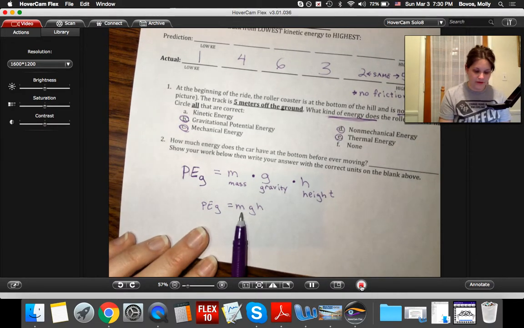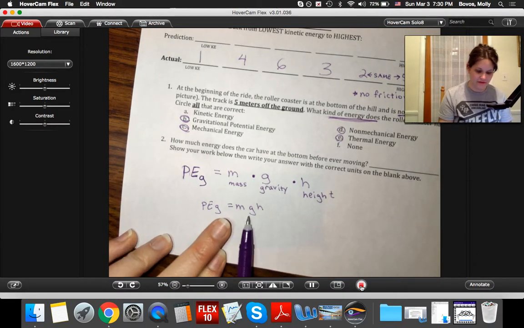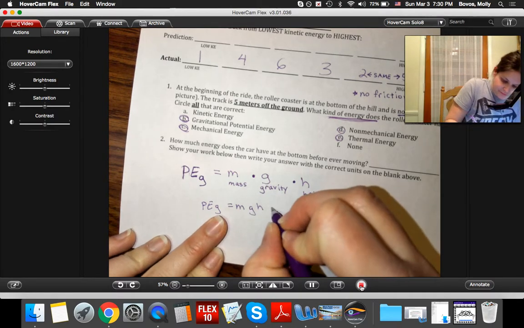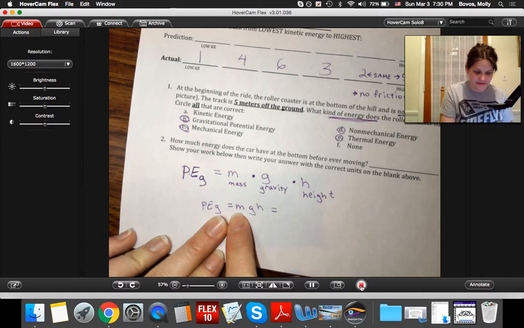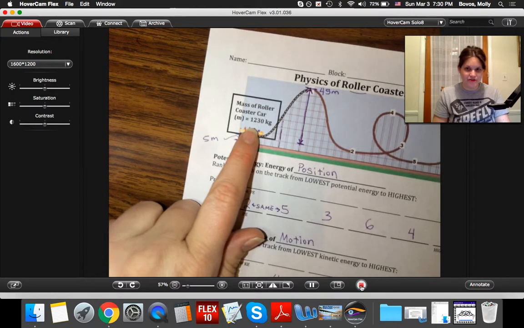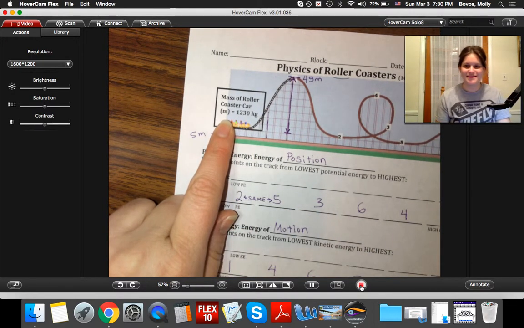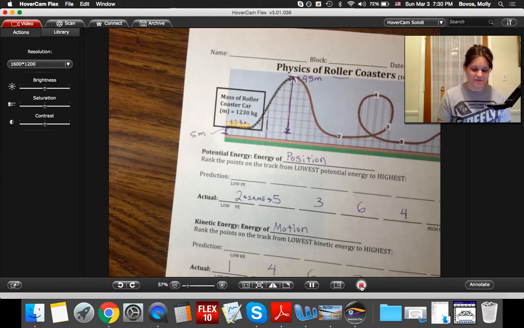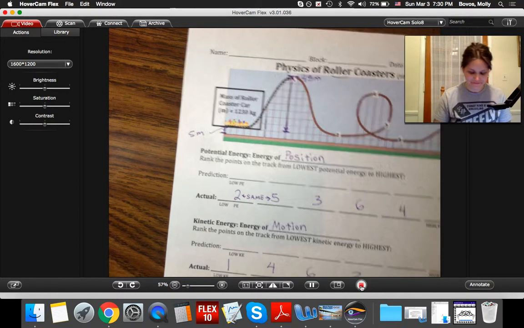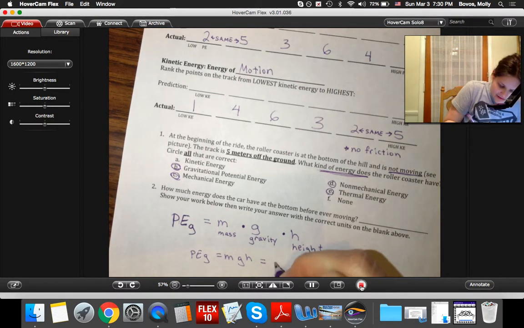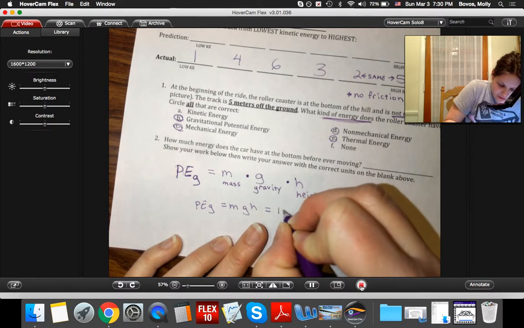So now all we have to do is plug in the information that we know. We need the mass. I told you the mass up here in this picture. It's 1230 kilograms. I picked that because it was a reasonable amount, and also because it says 1, 2, 3, and then a 0. So it's easy to remember, hopefully.